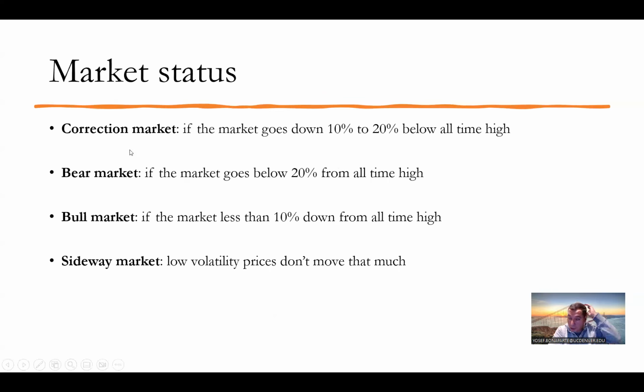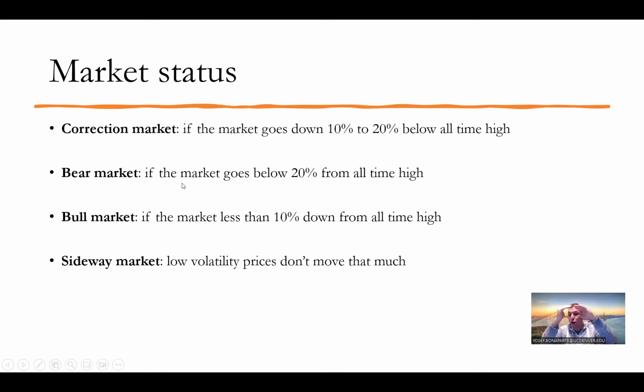Market status. It's important to understand the status of the market, because that impacts your understanding of investment. There are four main statuses of the market. Correction market: when the market goes down 10 to 20% from its all-time high. Suppose the S&P all-time high was $100. The SPY was $100 at all-time high. If the SPY goes down to between $90 and $80, that means correction, 10 to 20% below the all-time high.